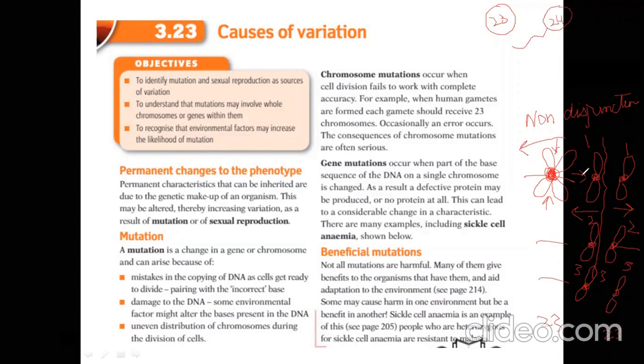Why? Because non-disjunction happened. Chromosomes fail to separate from each other, and when chromosomes fail to separate, one gamete gets one extra chromosome, while the other gamete has a deficiency of that. Am I clear? So now, if this gamete containing one extra chromosome is fertilized by a normal ovum, what will happen? The person who develops will have how many chromosomes? That person will have 47 chromosomes. So this is an abnormality. Am I clear up to here?